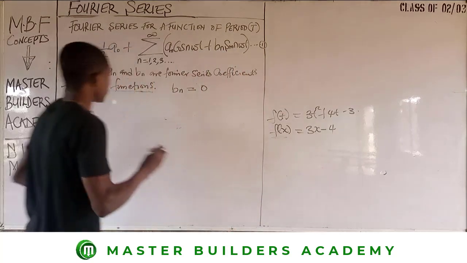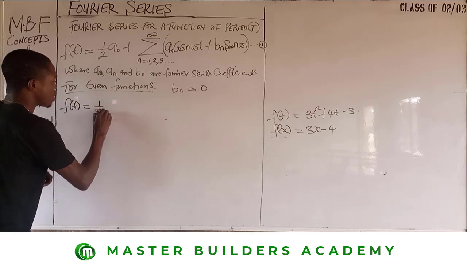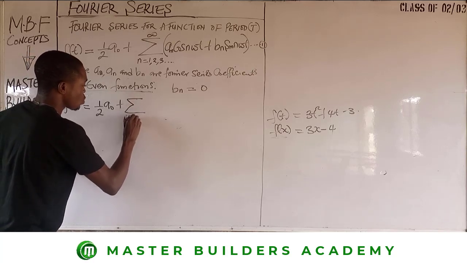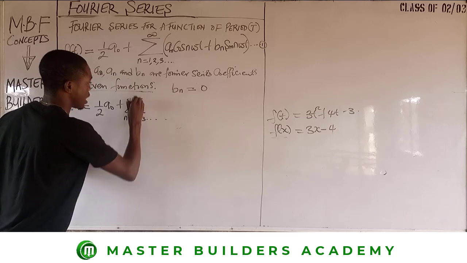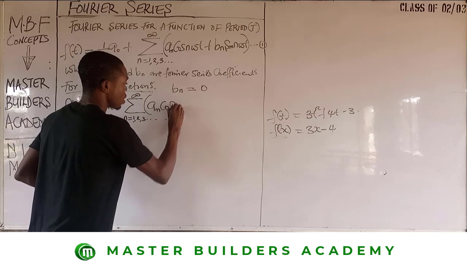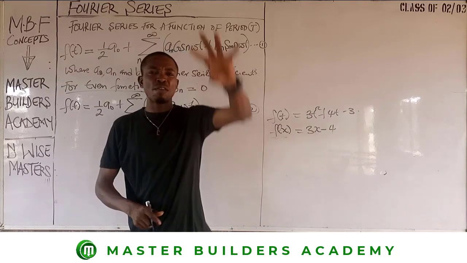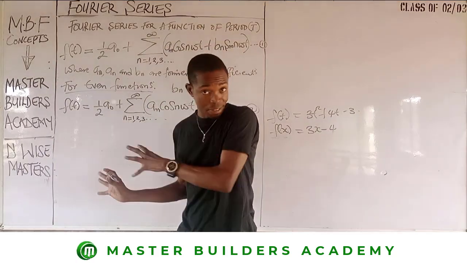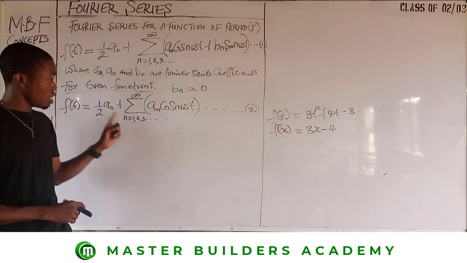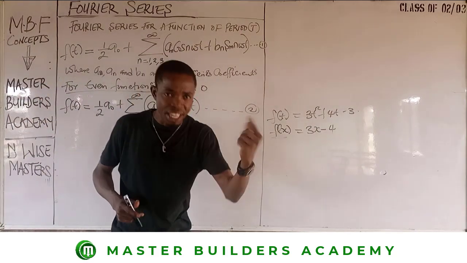Now follow me up. In this case, this model will have become f of t is equal to 1 over 2 a naught plus sigma n equal to 1, 2, 3, just like that, to infinity, an cos n omega t. This becomes our equation. So when you find out that a given function is even, then you apply this equation. That means you only require to calculate a naught and an.